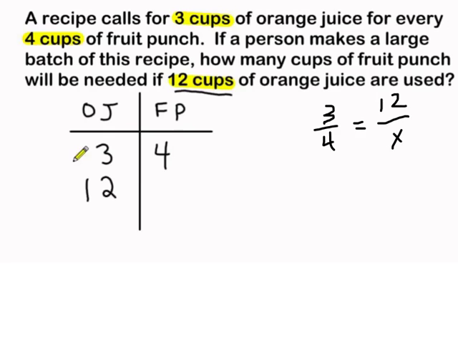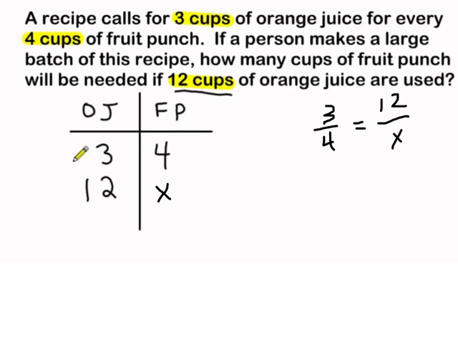So over here they have orange juice, and they have the chart 3 and 12, and fruit punch 4 and the unknown. The reason they did that is because you need to keep the things that are alike directly across from each other. So 3 and 12 both stand for orange juice, so they're both going to be on the top of the fractions, and 4 and the X are both going to stand for fruit punch, so they're both going to be on the bottom of the fraction.